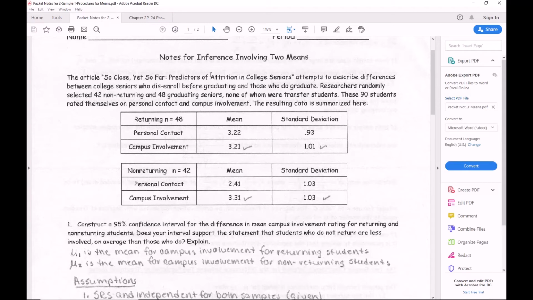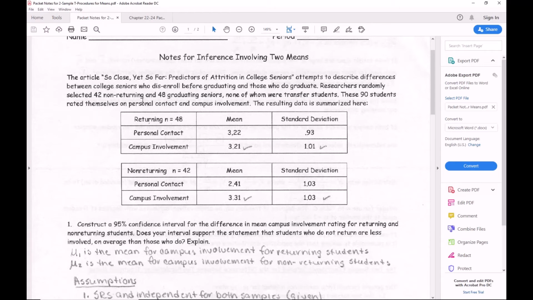Here it is: the article "So Close Yet So Far: Predictors of Attrition in College Seniors." Attrition is dropping out. It's like who's left after people leave. It attempts to describe differences between college seniors who disenroll, a nice way to say drop out, before graduating and those who graduate. Researchers randomly selected 42 non-returning and 48 graduating seniors. You see how these are independent? And you also notice that the 42 and 48 are not the same. There's no way this could ever be matched pairs. None of them were transfer students.